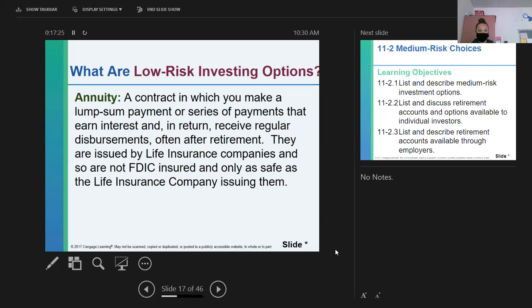The taxes on annuities are deferred until you receive your payments, when you are usually in a lower tax bracket than you were when you first were putting money into them. But again, they're only as safe as the company you invest in or trust with your money. So you will want to do your research and make sure it is a well-known or backed company beforehand.